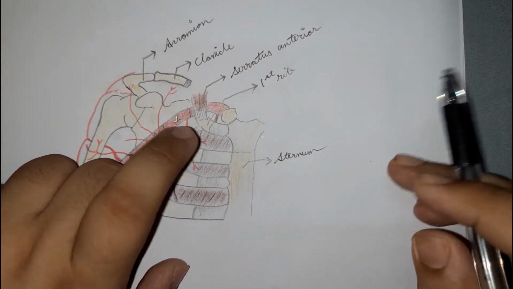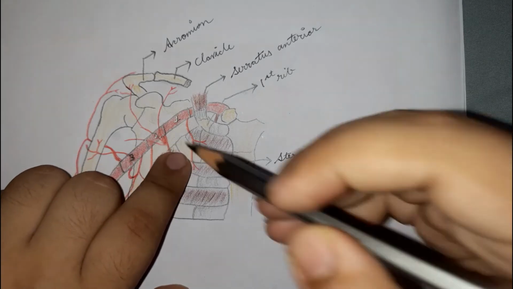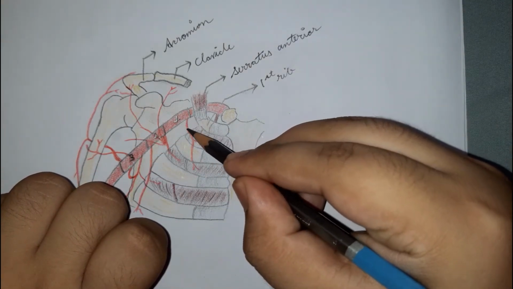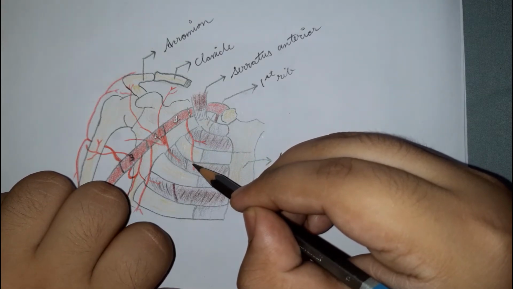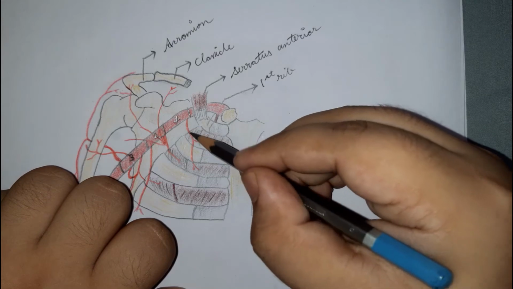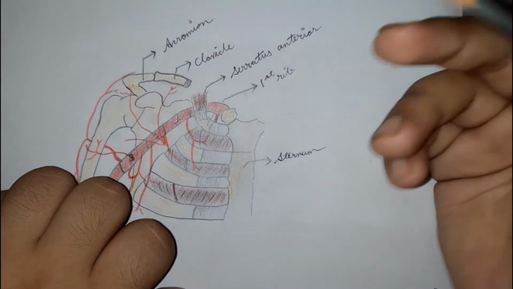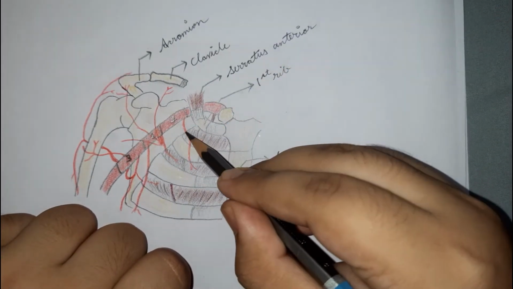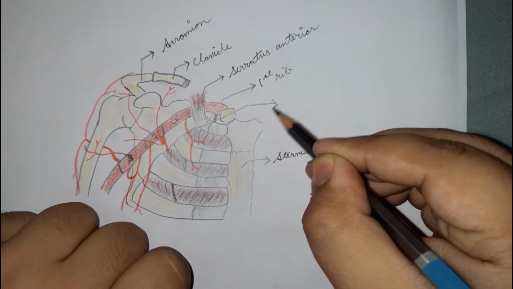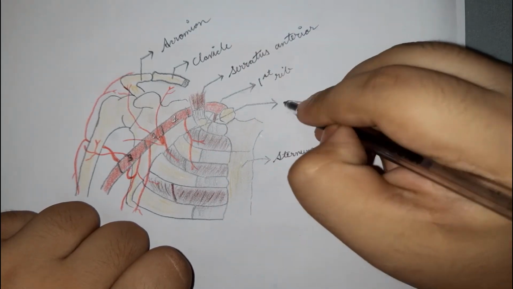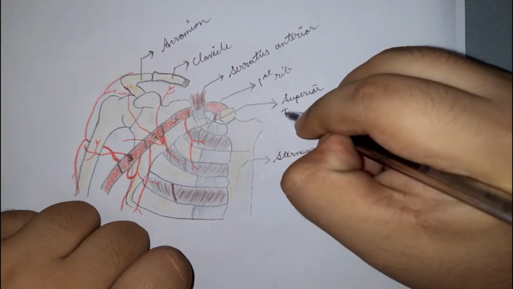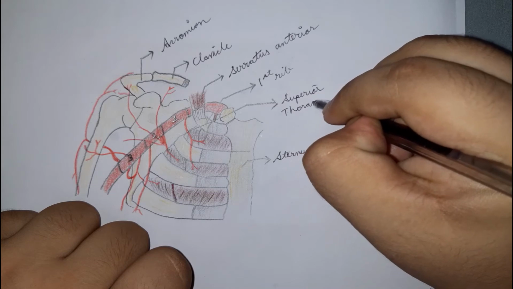First part gives only one branch. As you can see, I have drawn it over here. This artery is the superior thoracic artery. It is actually a small branch. It's not big or anything. So let's label this. This is the superior thoracic artery.